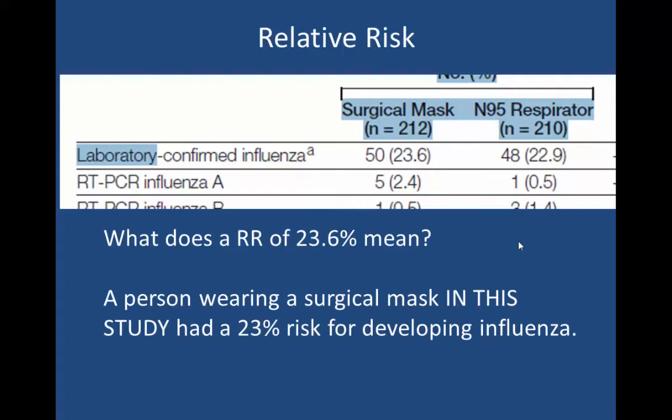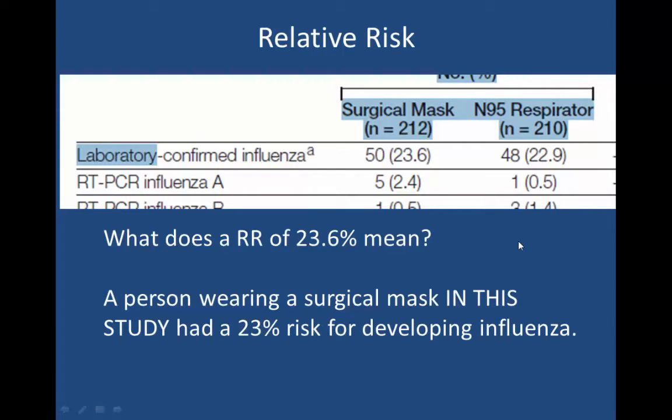They just rounded that to 22.9. That's already reporting as a percentage. 22.9% of people who wore N95 respirator masks out of 210 developed confirmed influenza when they wore this mask. In the surgical mask group, 50 divided by the actual number in the study in that arm, so 212, I had 23.58, so they rounded 23.6% developed it.